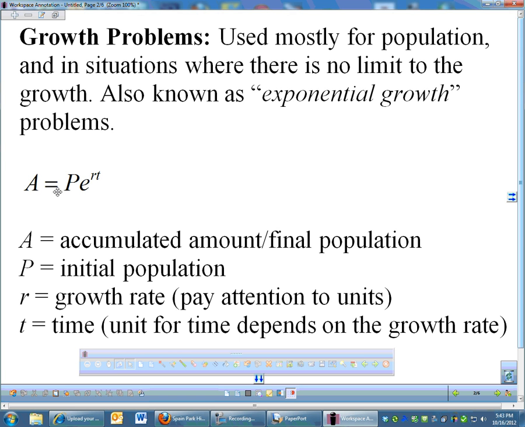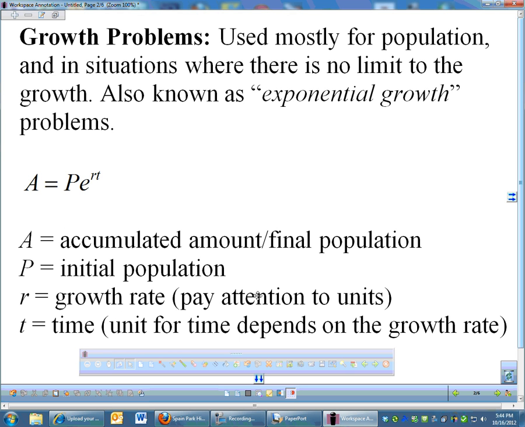Notice it should look familiar. This should look a lot familiar because it's the same formula we used for continuous compounded interest with our money problems. So it should be pretty similar. It's just we're dealing with living organisms instead of money. But you have the final accumulated amount. P is the initial population, which in money was the initial deposit. R is the growth rate, which in money was the interest rate.